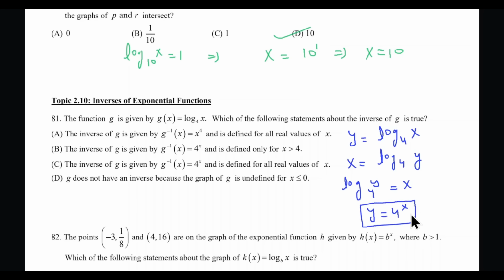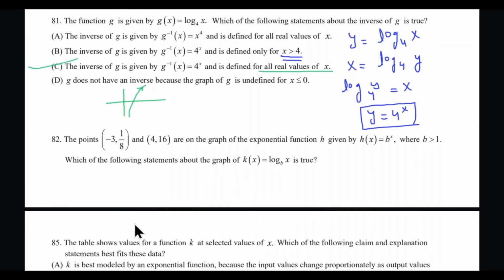They're also asking what is the domain of the inverse function. Obviously, the domain of the inverse function is basically the range of the original function, and the range of the original function is all real values, because the log function with a base of 4, whenever the base is greater than 1, looks like this. So the range is all real values. So the domain is also all real values, which has to be option C.